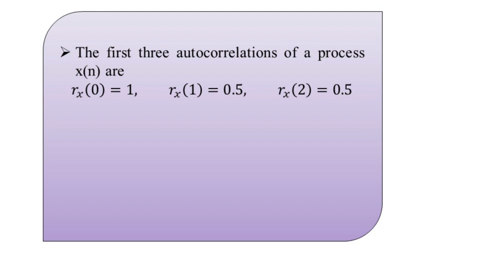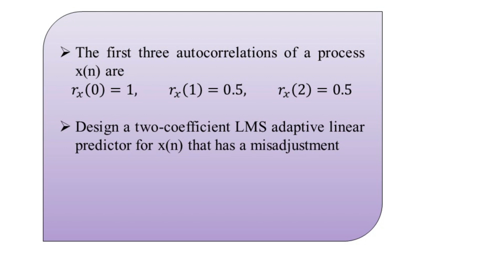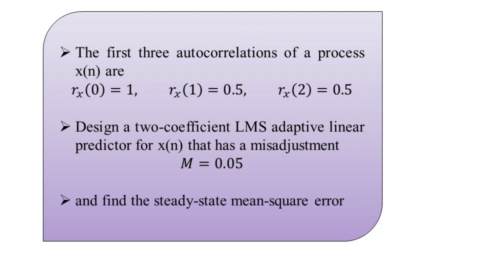We have been asked to design a two coefficient LMS adaptive linear predictor for x of n that has a misadjustment, denoted by capital M, equal to 0.05, and to find the steady state mean square error. So this is the complete problem statement, short and simple.